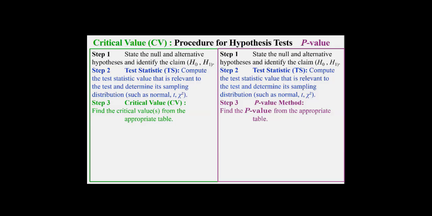And now you compare steps 2 and 3, and you make a decision. In the case of a critical value, the value of the calculated test statistic is either in the rejection region, that means in one of the tails, and you are going to reject H0, or it's not, in which case you're going to write the following.